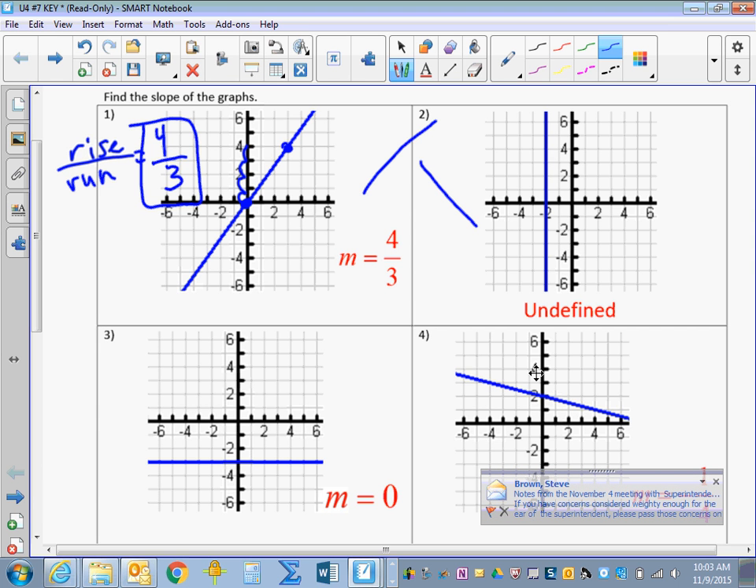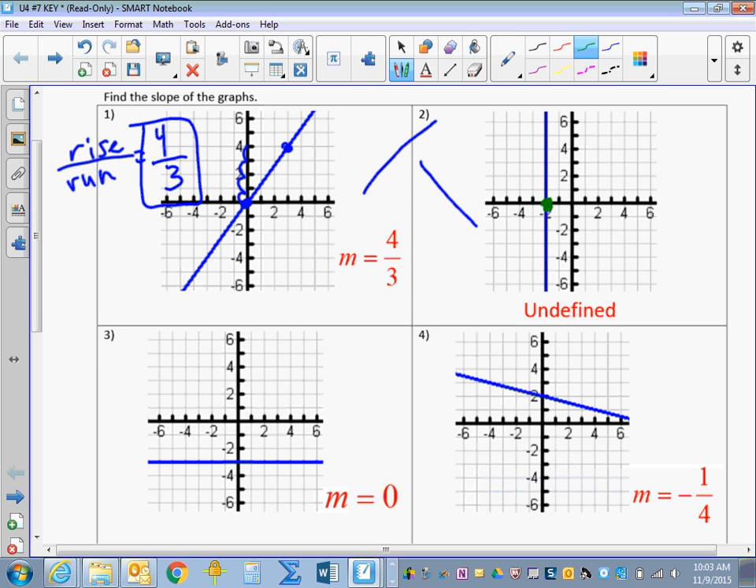So then with number two, if I pick 2 points, I'm going to use this one and this one. I went up one, two, three, but I didn't go left or right at all. I did not go either way. But can I divide by zero? No. I like to say that only Chuck Norris can divide by zero. We are not Chuck Norris, thus we cannot divide by zero.